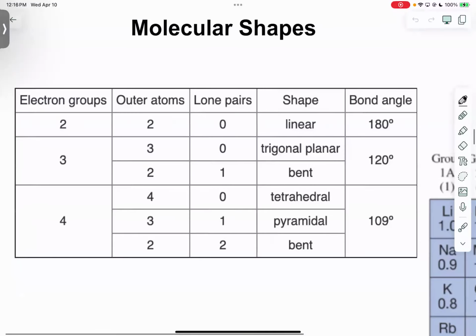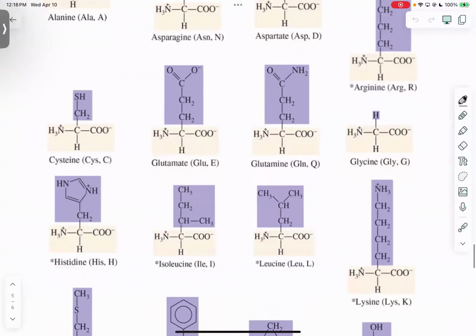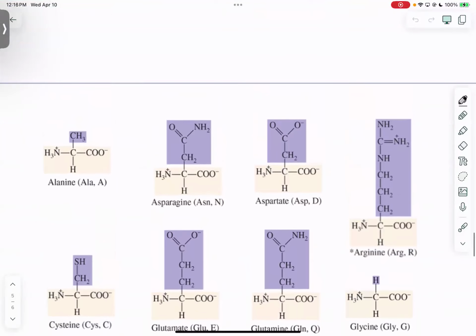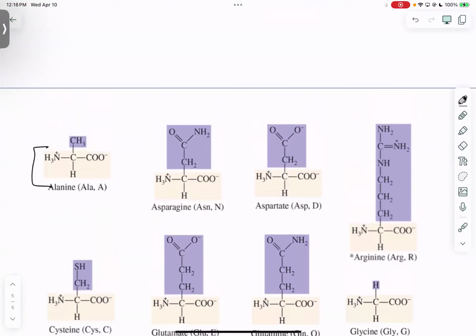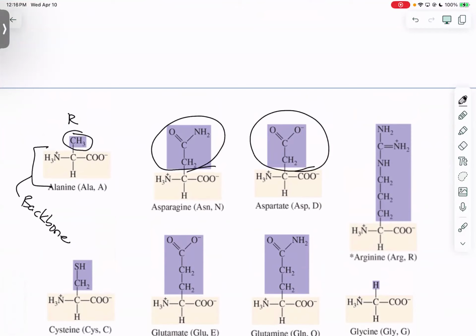Here we go. So what's light here, this is the backbone. And then what's highlighted here is the R group. And so what you see for every single amino acid is that this portion here is different. The backbone is the same for all the amino acids, but what's different is the R group. R. Okay.